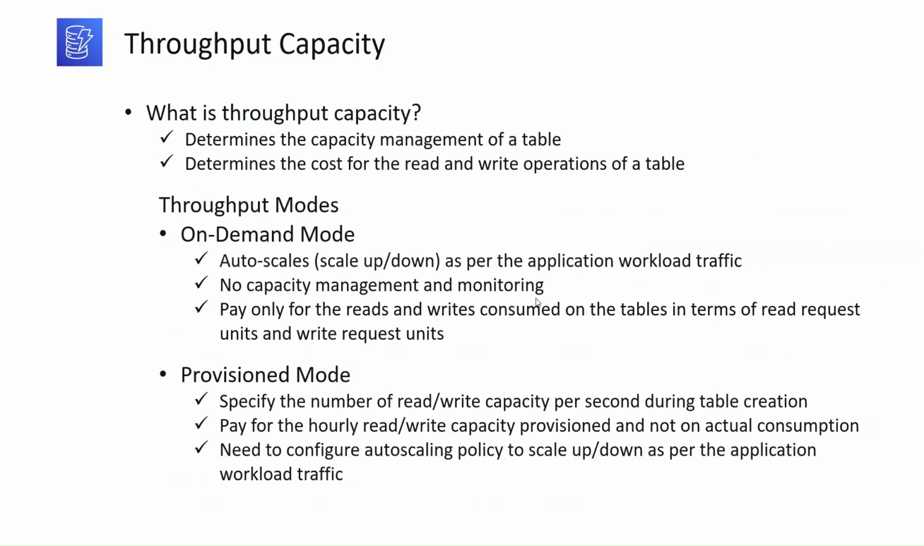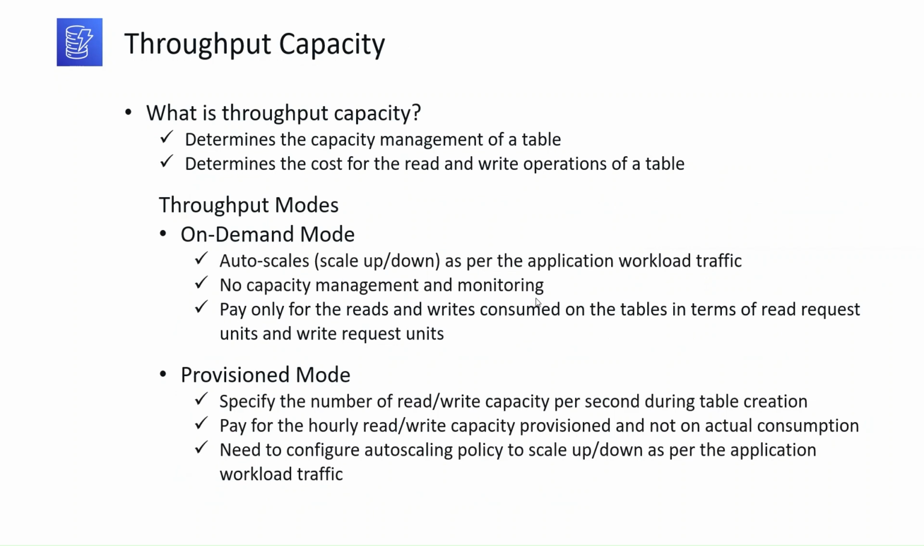Next, throughput capacity. A table's throughput mode determines how the capacity of a table is managed and also the cost for the read and write operations performed on the tables. There are two throughput modes in DynamoDB table. One is on-demand mode and the other is provisioned mode. Let's see the differences between the two.